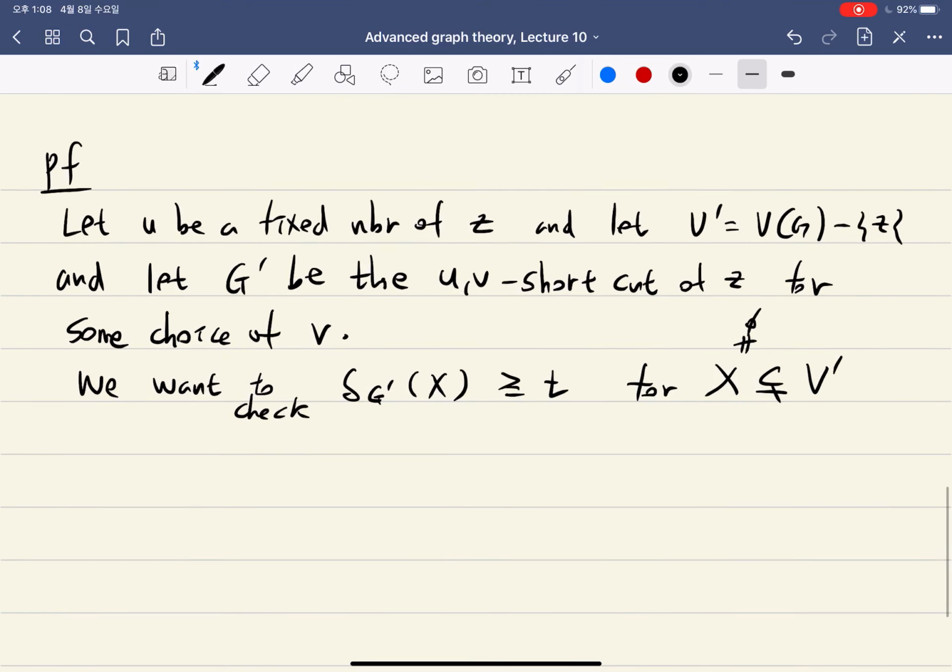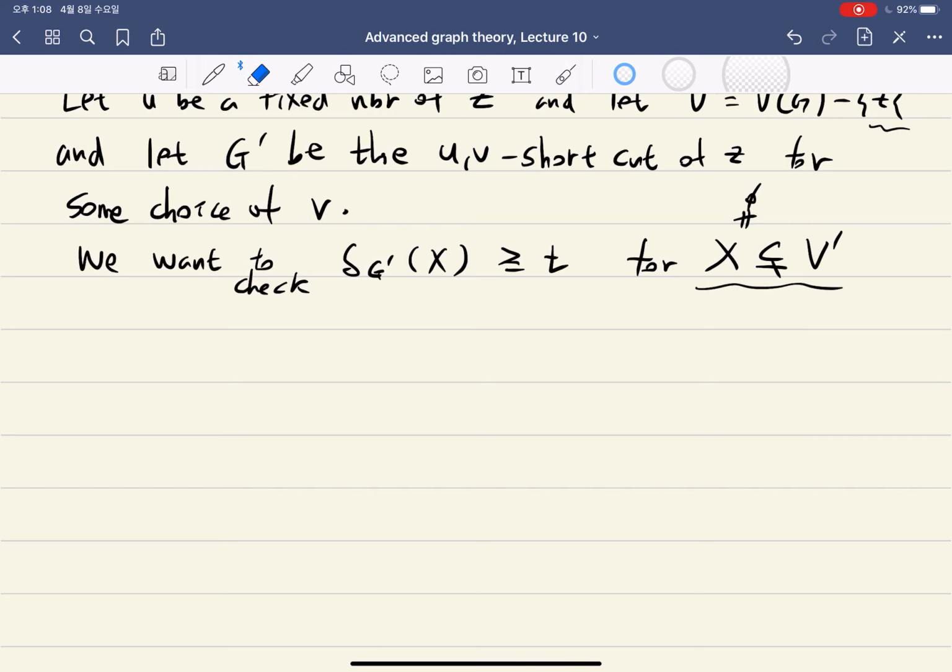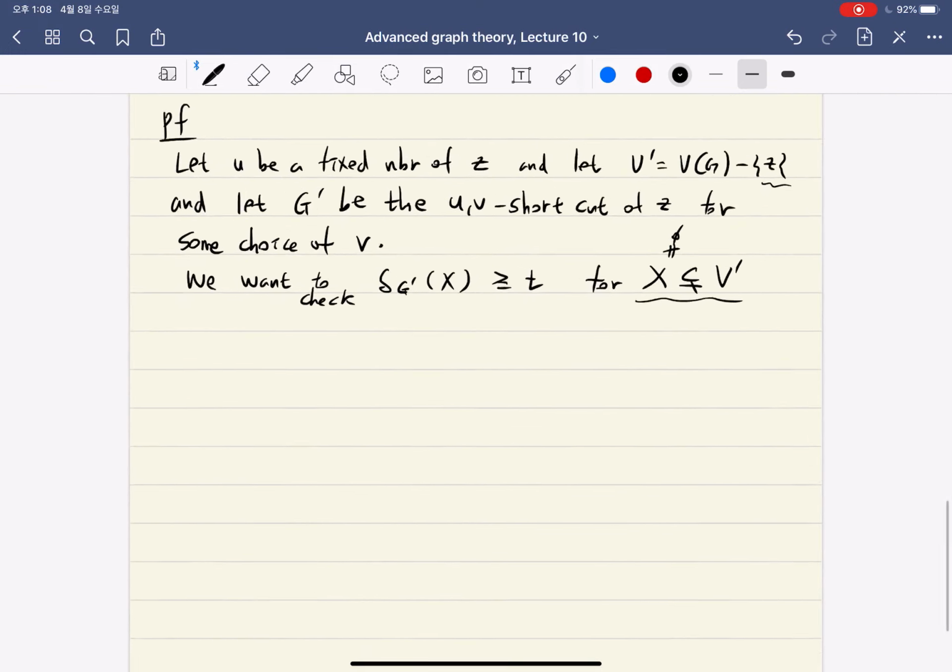Because we have to check two cases, whether X is a subset of B prime or X contains this vertex G. But they are complements of each other. So if this holds for all such X, then we consider the complement. Then that naturally covers all vertex sets which contain G. So it suffices to only check this. And then let's consider how it changes under this shortcut operation.